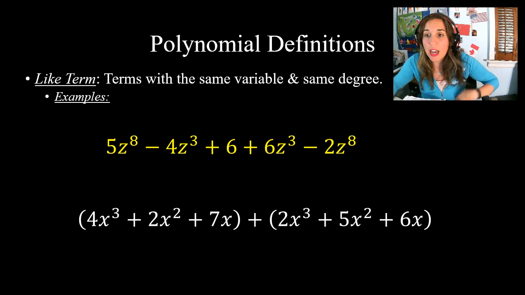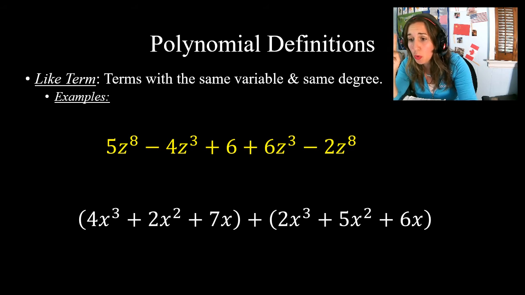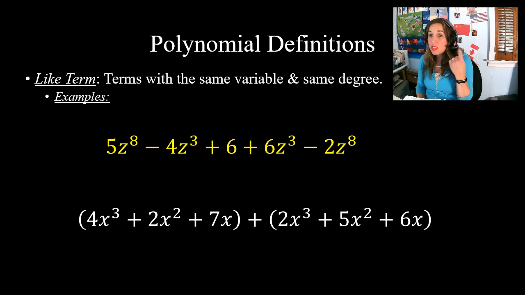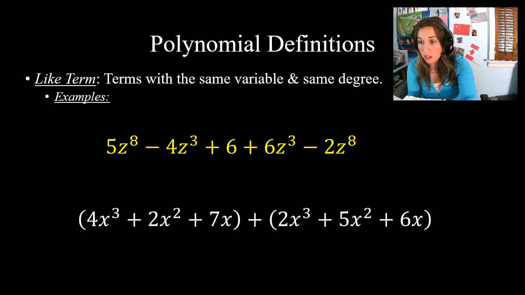So if we look at these two examples I have here, let's first focus on 5z to the 8th minus 4z cubed plus 6 plus 6z cubed minus 2z to the 8th, okay? And I ask you, do you see any like terms in this polynomial? This is a 5-term polynomial. So we have to look at those 5 terms and ask ourselves, do we see any terms that have the same variable and the same degree? And the answer is yes. In fact, there's 2 sets of them.